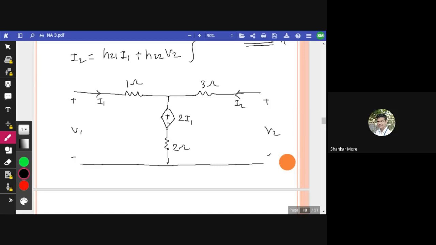Guys, don't bother about that dependent voltage source. It is very easy. 2, 4, sorry, 5, 2, 4, 5.